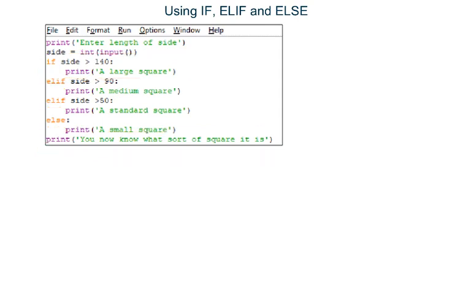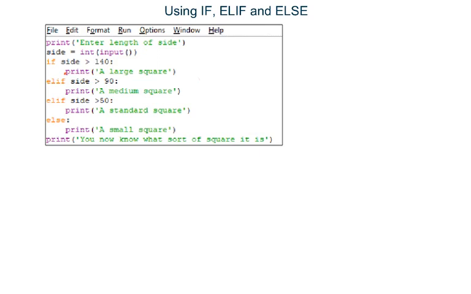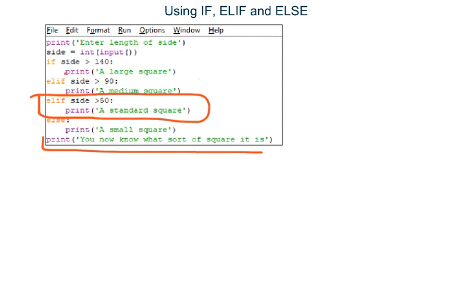If what is inside is not bigger than 140, then it will do the next check and see if what is inside is bigger than 90. If it is, it will output a medium square and go straight after that to the end of the code where it's not indented and output, you now know what sort of square it is. If what is inside is not bigger than 90, it will do the next check and see if what is inside is bigger than 50. If it is, it will output a standard square and then do the line of code that's not indented and output, you now know what sort of square it is.